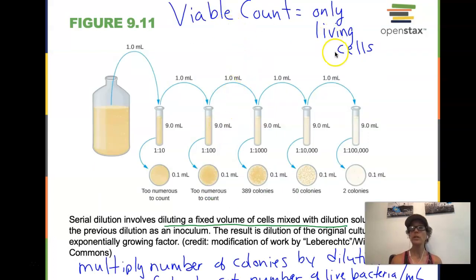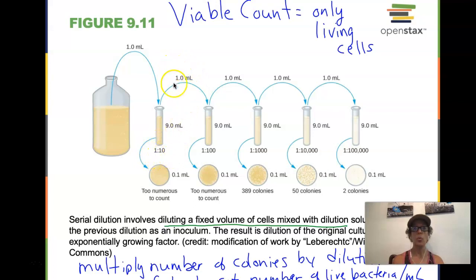To count only living cells, there's a process called the viable count. We start with a solution of bacteria. We do a series of dilutions. We start out with sterile media at a certain level. Here it's 9.0 milliliters. We add 1 milliliter and mix it up. That gives us a 1 to 10 dilution.